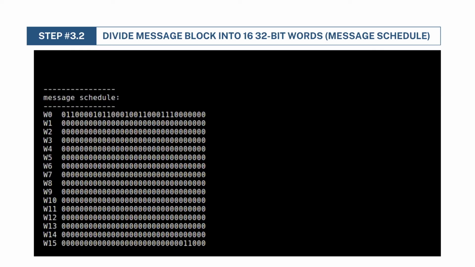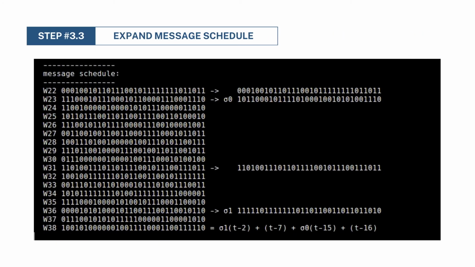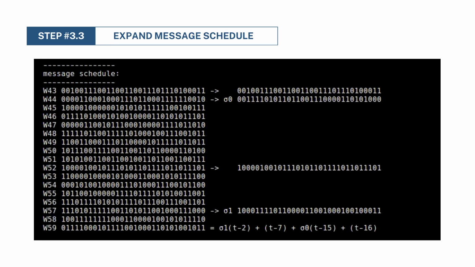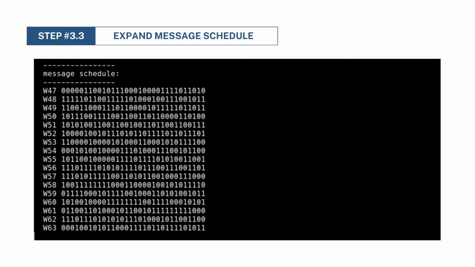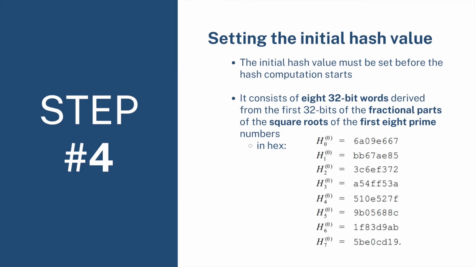This formula will be used for every succeeding word at t equals 17, 18, 19, and so on until we reach t equals 63, which means we already have 64 words in our message schedule. Now that we've prepared our message schedule, we are finally at the last step of the pre-processing, which is setting the initial hash values. We have to initialize a total of 8 hash values. The values of each is taken from the first 32 bits of the fractional parts of the square roots of the first 8 prime numbers in binary notation.